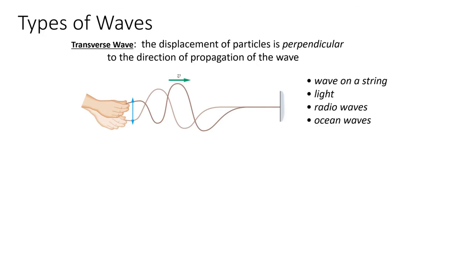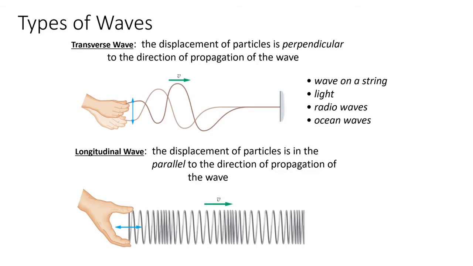So examples: waves on a string, also light and radio waves. These are both forms of electromagnetic radiation. That's a topic for next semester. You can look forward to that. But these are both transverse waves. And ocean waves, kind of. Okay, so kind of. They go up and down, but it turns out they also are longitudinal waves. They also oscillate in the same direction as the propagation direction of the wave.